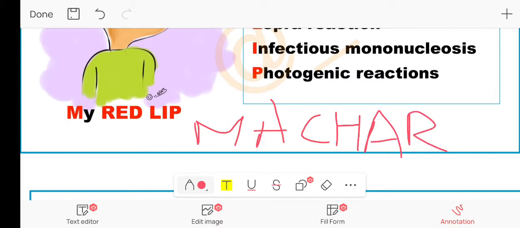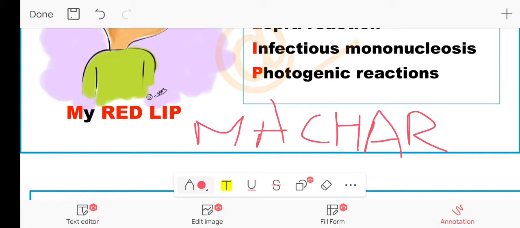Okay, M for mefloquine. These are fast acting erythrocytic schizontocides. M for mefloquine, A for atovaquone, C for chloroquine, H for halofantrine, A for artemisinin, and R for respiratory caution, that is quinine. Okay, these are fast acting erythrocytic schizonticidal drugs.